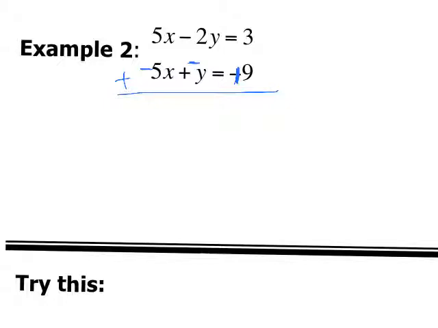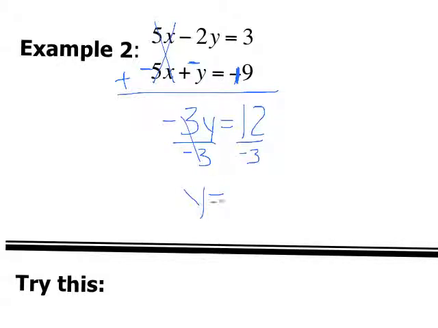So 5x and negative 5x is 0. It's gone. Negative 2y and negative 1y makes negative 3y. And 3 plus 9 is 12. Again, I've eliminated one of my variables. Now I'm ready to solve what's left. So divide by negative 3. Y is negative 4. Again, not done. I need an x value to go with it.